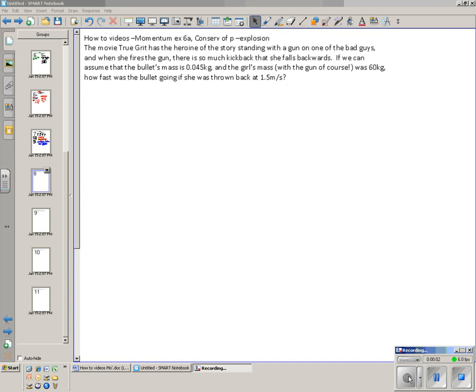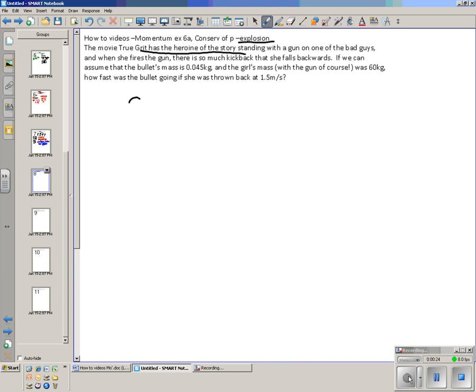How-to videos, momentum example 6A, conservation of momentum in an explosion. Ooh, explosion. Now, explosion doesn't necessarily mean a chemical explosion, although in this case I suppose it does. So we're referencing the heroine of True Grit.